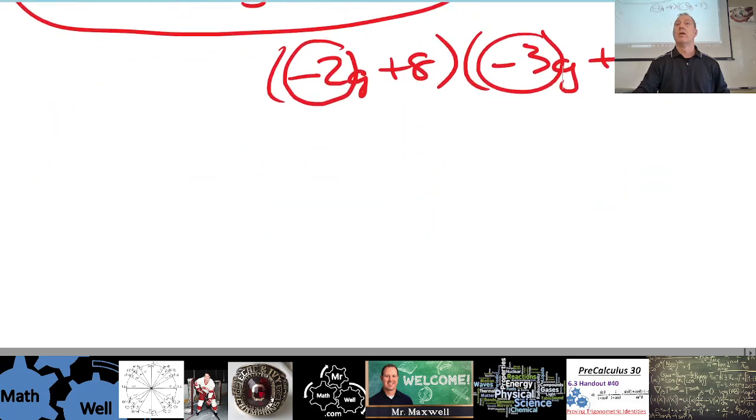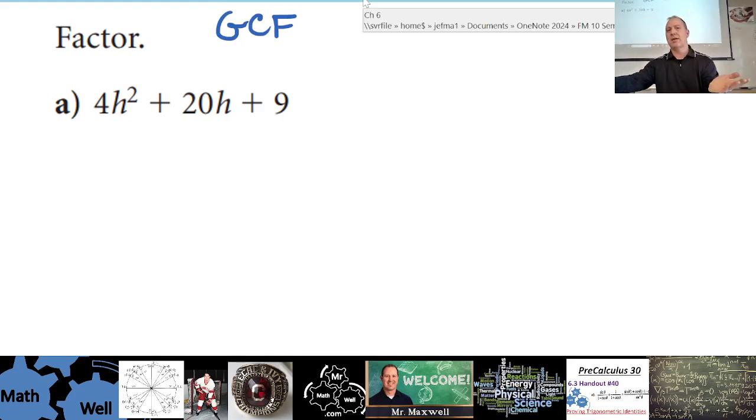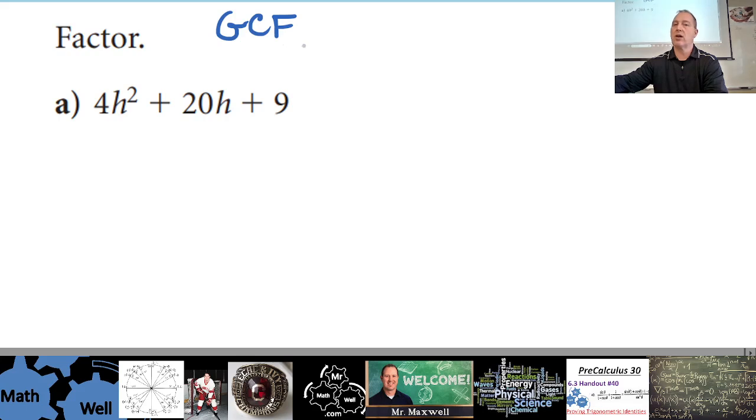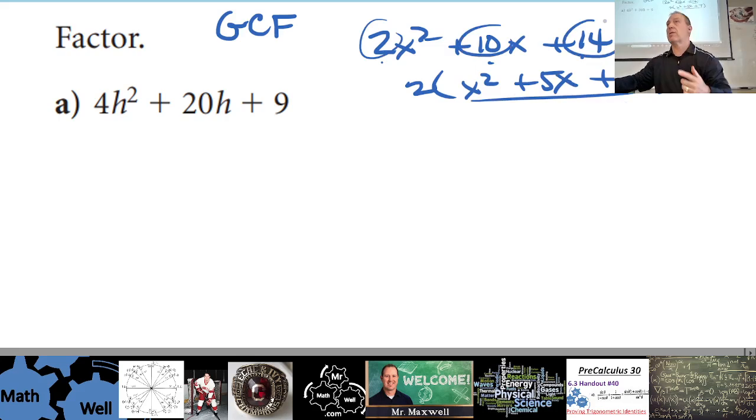Okay? All right. Let's do some practice. First thing you look for when you have a polynomial like this is the GCF. At the end of last day's assignment, there were some questions that had a greatest common factor that you should pull out first. For example, 2x squared plus 10x plus 14. You should be able to pull out a 2 from each of these, right? This is going to be x squared plus 5x plus 7, okay? So that's an example of looking for a GCF. That's step number 1 always.